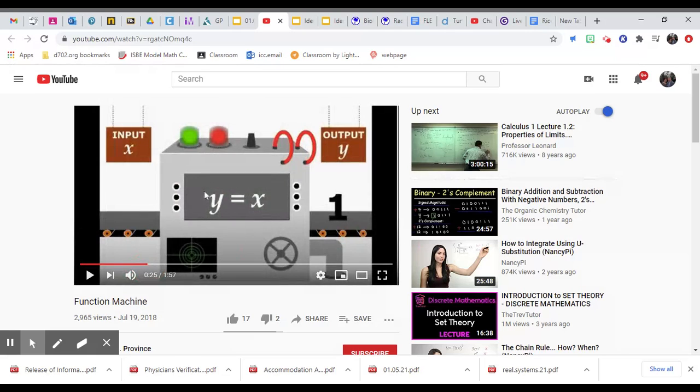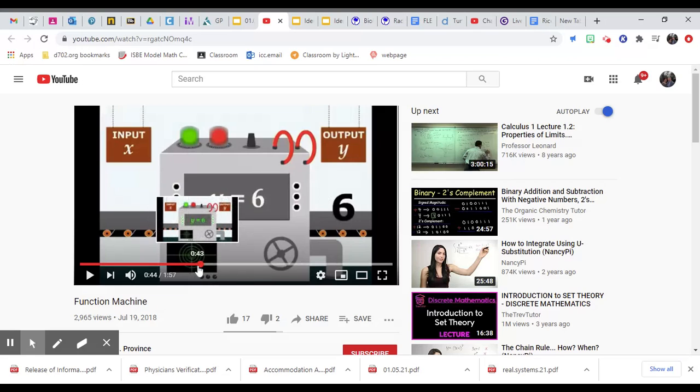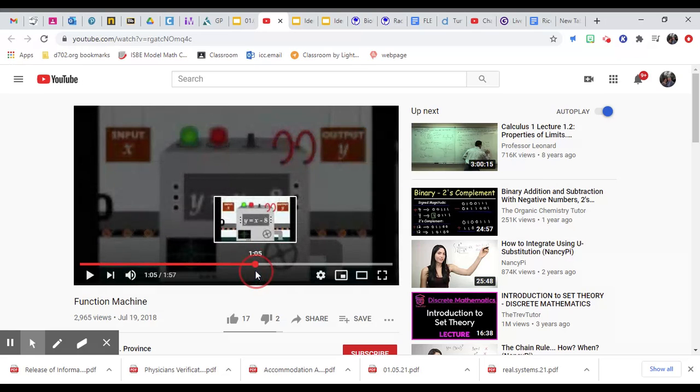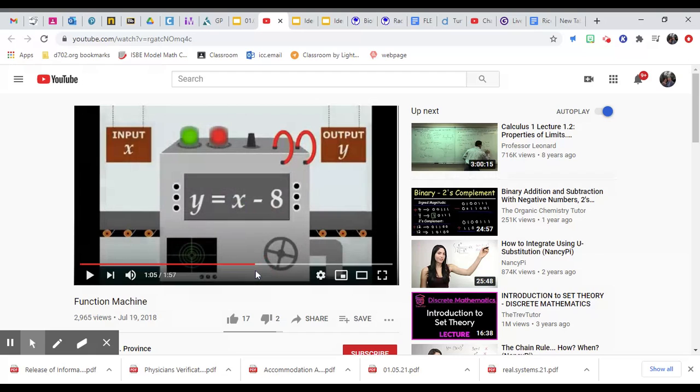Then you had some times where y and x were the same. So if x went in as a 1, it came out as 1. And then you had some where every time x went in, y came out as 6. And there were several things, and you subtracted 8, and then you even had to come up with some of your own. And so that's what we're going to focus on during the unit this time with functions.